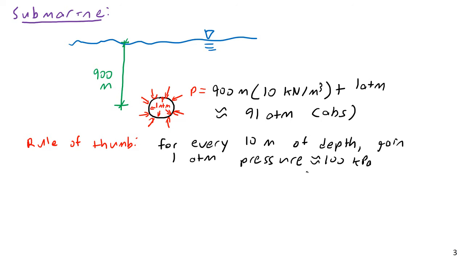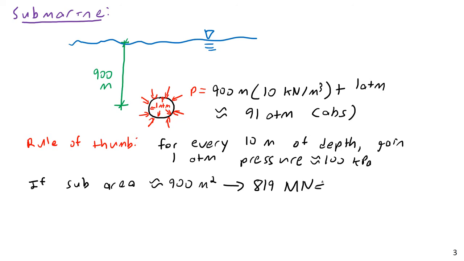Okay. So let's talk about the forces on here. If the sub area is approximately, let's say, 900 square meters, which isn't unreasonable for a submarine, this would translate to a force, simply multiplying pressure times area, of 819 meganewtons, absolute. And if you don't have any conception of what a meganewton is, it's 322 times 10 to the 6 pounds.